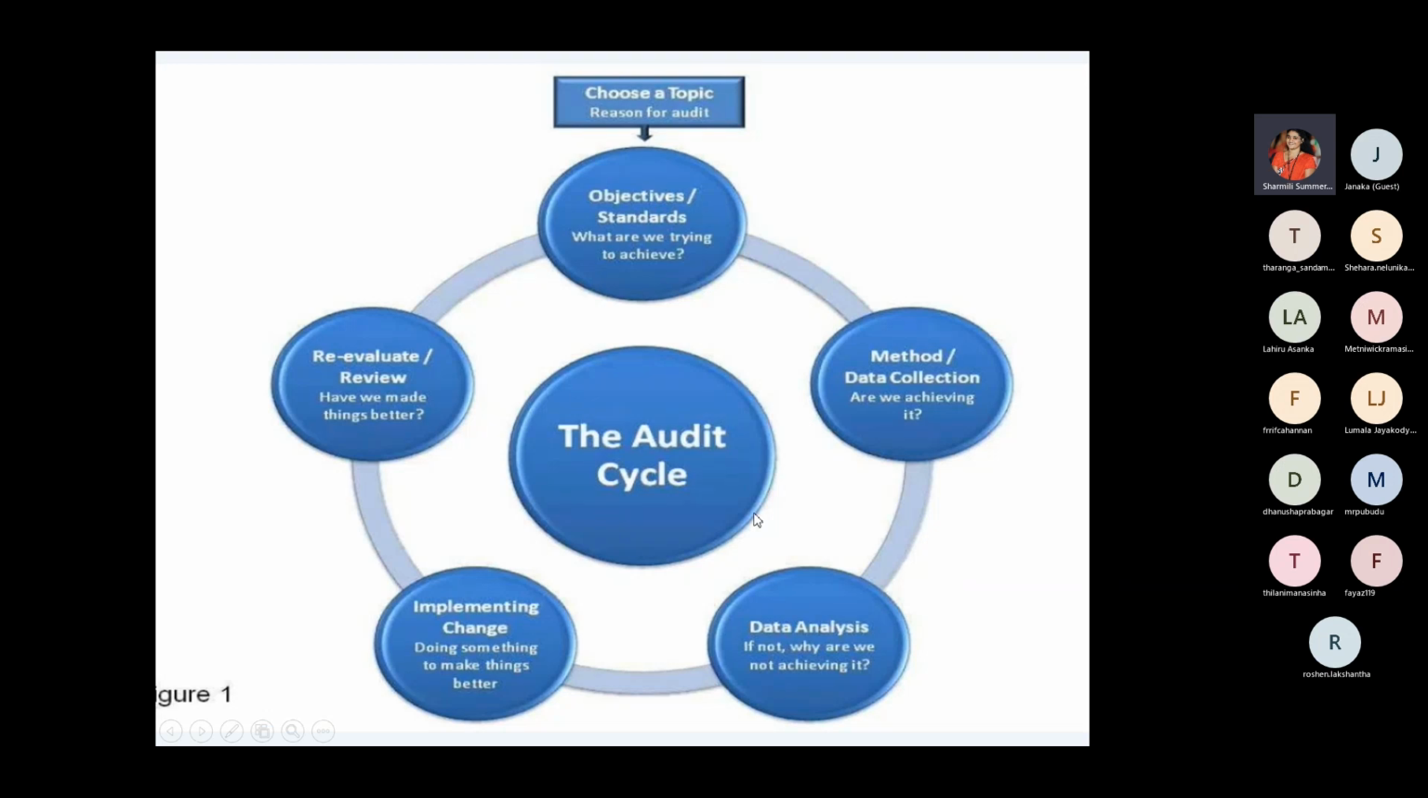First you need to identify the topic. You first identify why you are going to do an audit. What is the need? What is the purpose? So you need to choose a topic. Then you need to have an objective, or the guidelines or principles. Through this audit, what are you going to achieve? What is your expected outcome?